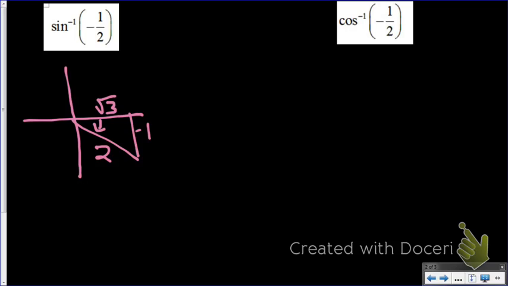But I know one of those places is a negative pi over 6 in quadrant 4. So part of my general solution is negative pi over 6 plus 2 pi n. The other place where I could have sine being negative, if you remember, sine is positive in quadrants 1 and 2, which means it has to be negative in quadrants 3 and 4. So I already did quadrant 4, so now I'm going to draw a triangle in quadrant 3.